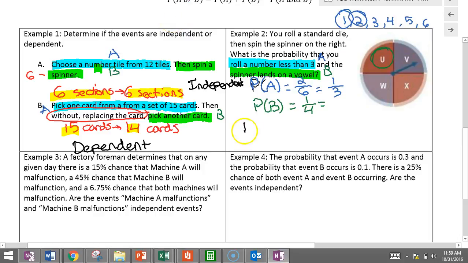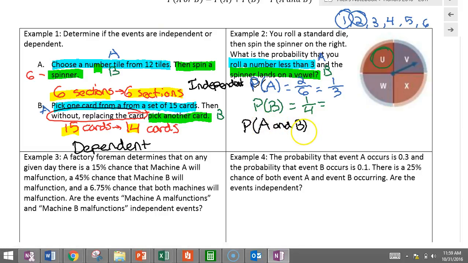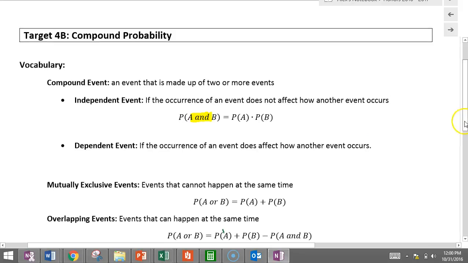So then the probability of A and B equals the probability of A times the probability of B, which equals, I have 1/3 times 1/4, which is 1/12. Right? So we're finding the probability of A and B, right? We're just multiplying. Okay? All right, moving on to example 3.